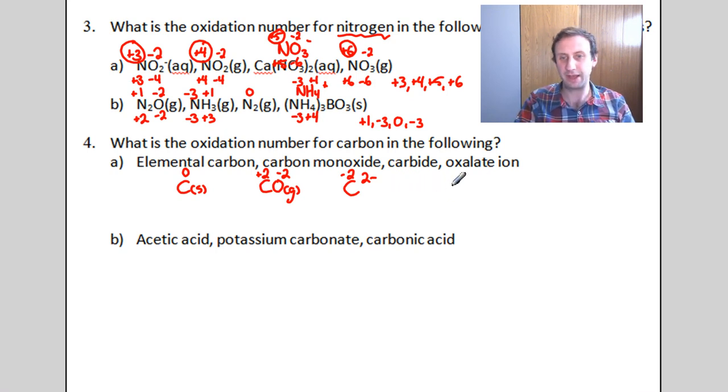And then for the oxalate ion, I have OOCCOO 2 minus, so let's simplify this and just rewrite this instead as C2O4 2 negative. So I have negative 2 for oxygen, giving me negative 8, which means that I have positive 6 from the carbons. So carbon has to be positive 3 as an oxidation number.